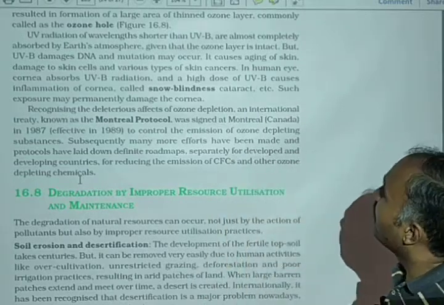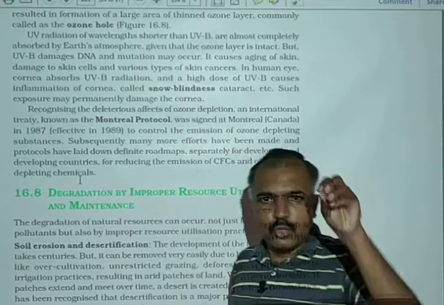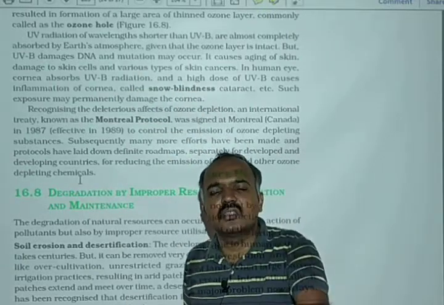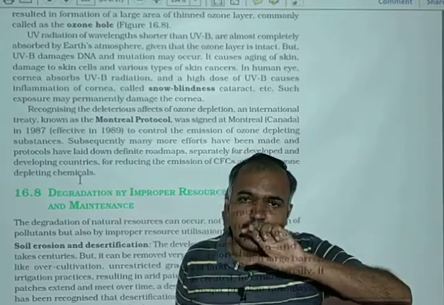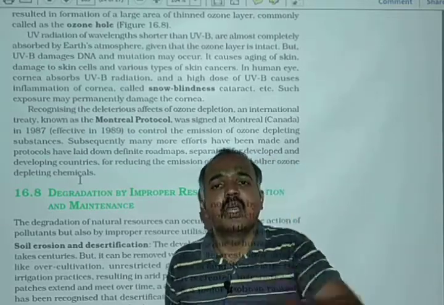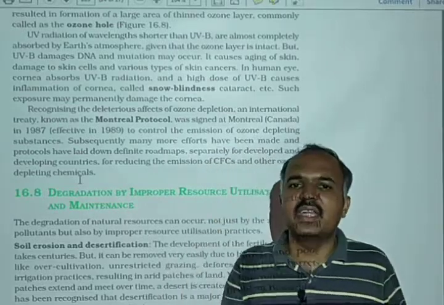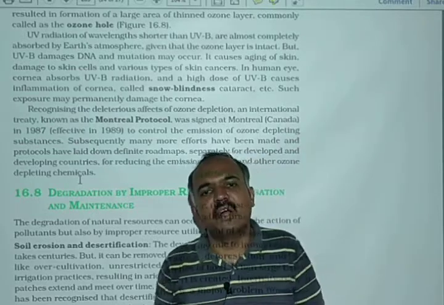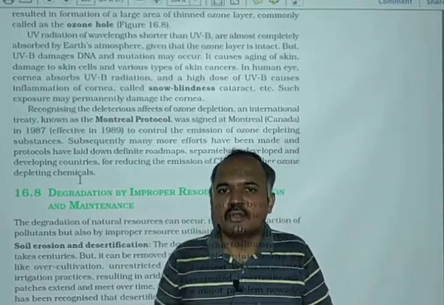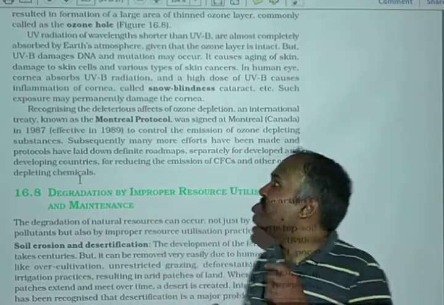UVB damages DNA and mutation may occur. When UVB reaches the Earth's surface, it acts on organisms, causing mutation by breaking the DNA. Earlier we said that UV radiations act on protein and DNA and lead to breaking of their bonds. When there is breaking of the bonds of DNA and protein, there will be mutations.